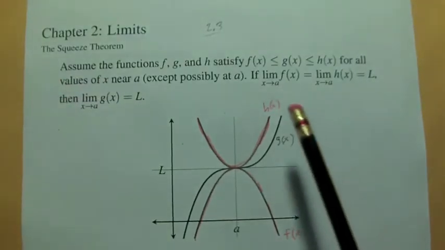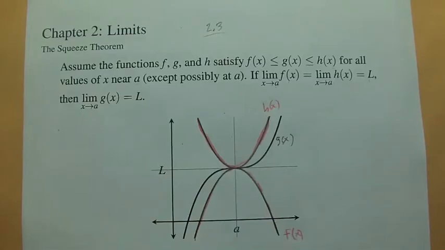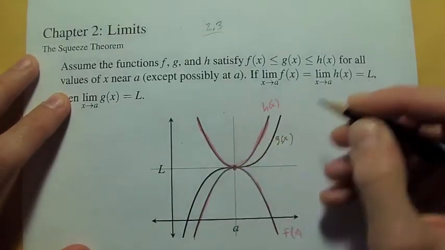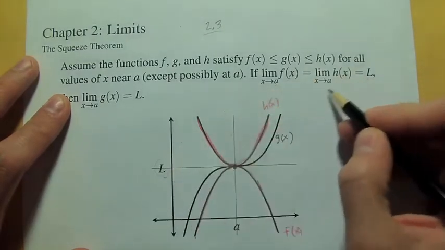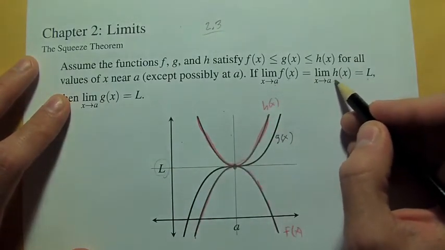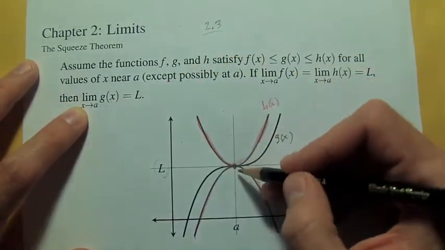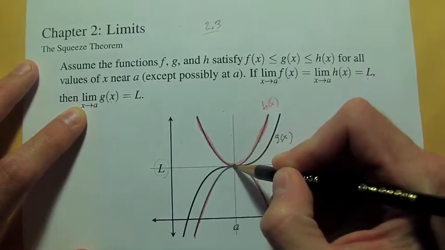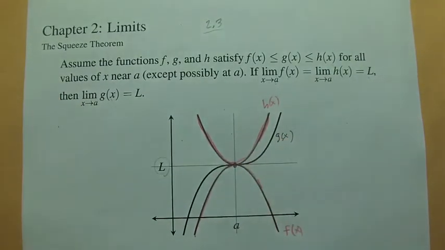Now, if the limits of f and h match each other at a, right? If the limit of f at a is L, and the limit as x goes to a of h is L, so they're matched, that means the limit of g also has to be L as x goes to a, because it's trapped in between these two. Therefore its limit must also match since it's trapped between these two functions.